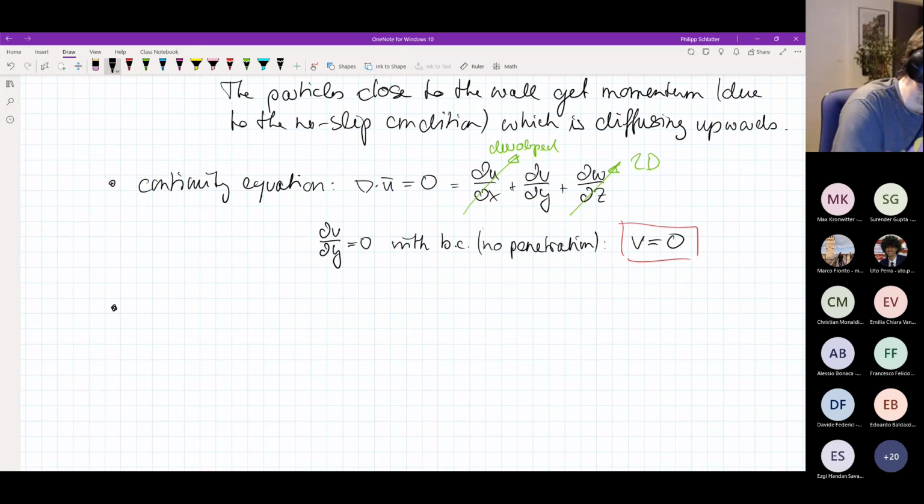Okay. Well, now the next equation that we typically look at in these situations would be the x momentum equation.